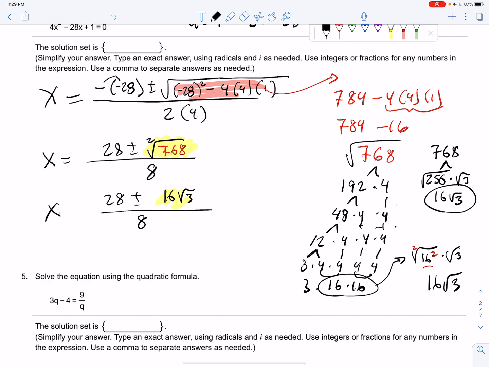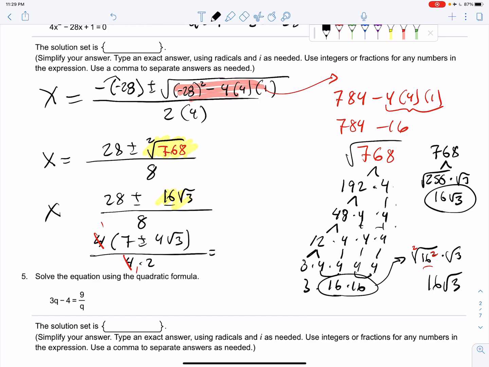That's all good, but the only thing we need to do now is make sure: do we have anything that we can reduce out? I'm seeing up top I could factor out a 4, which leaves me with 7 plus or minus. If I factor a 4 here, it's 4 root 3. Down below, 8 can be factored as 4 times 2. And then there we go. Look at that, we've got common 4s that will reduce down, and I'm left with my final answer.